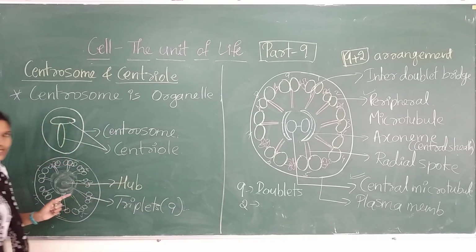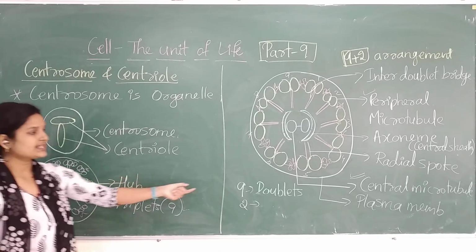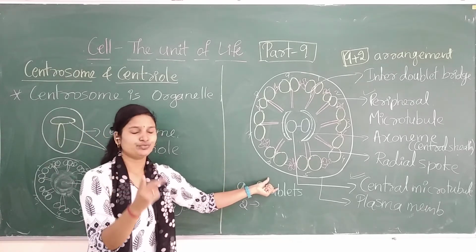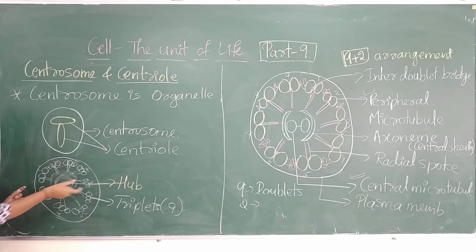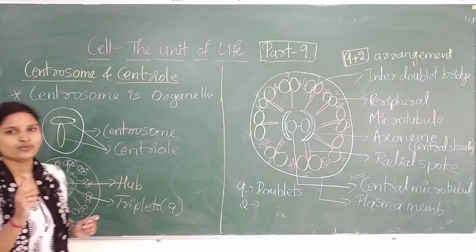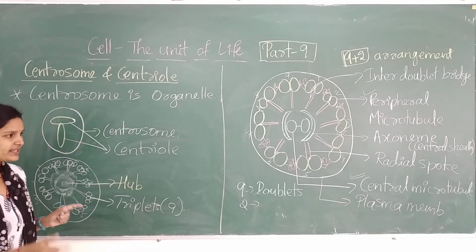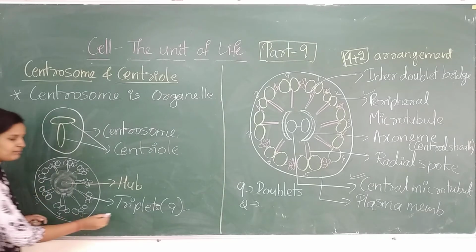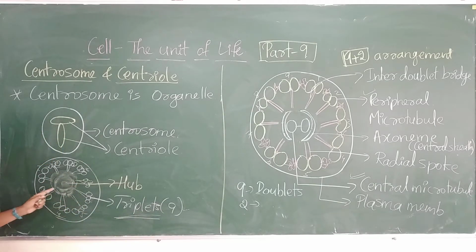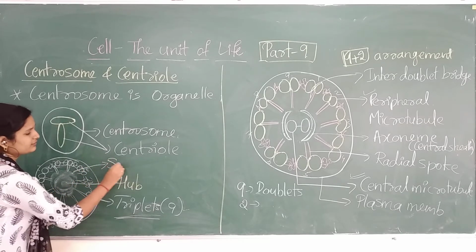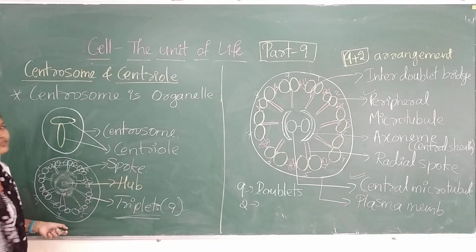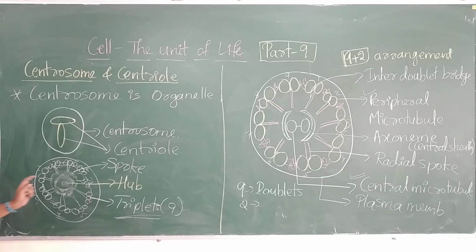Triplets will be 9 in number, but the major difference is that those are doublets, and both together we call one microtubule. Here it is a triplet, and we consider it as only one microtubule. So the major difference is that these are triplets, and the central part we call a hub, and there will be an inter-bridge structure. Also the spoke will be there in this structure.